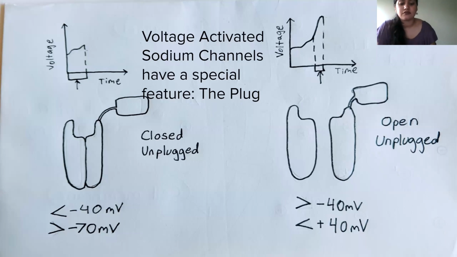Another type of selectively permeable ion channel present in the membrane of a neuron is something called a voltage-activated ion channel.